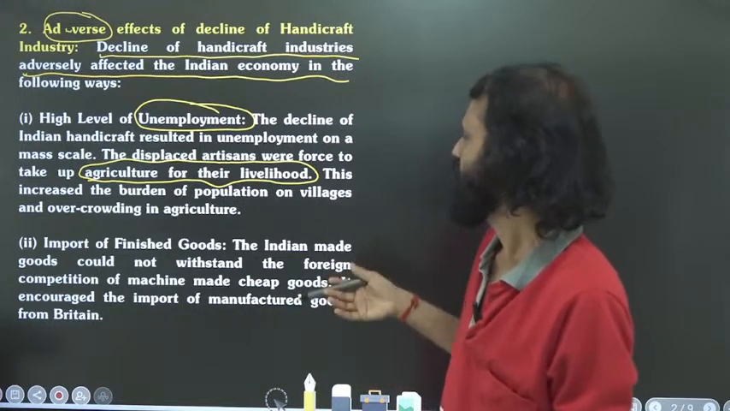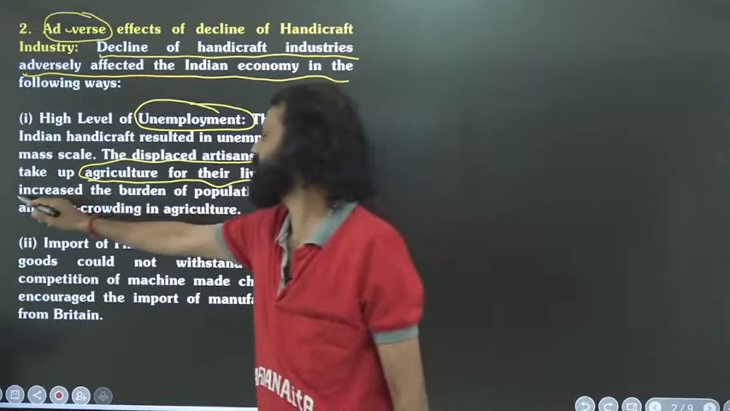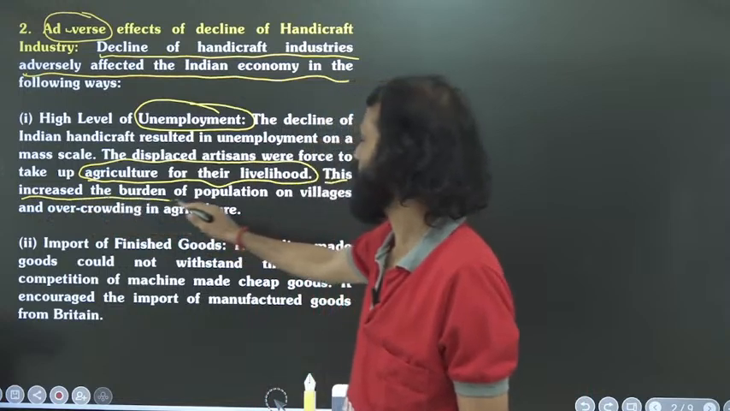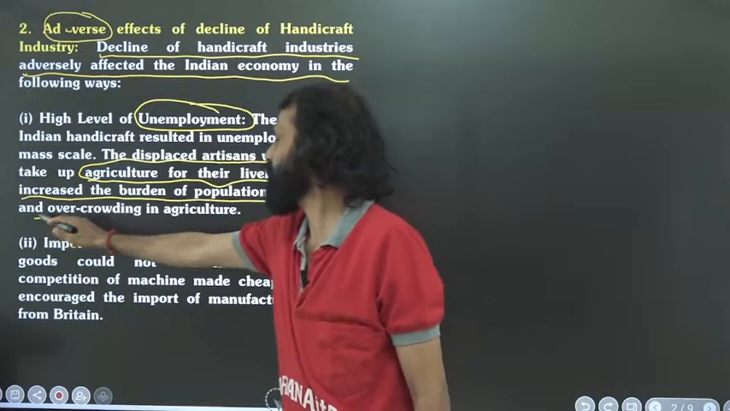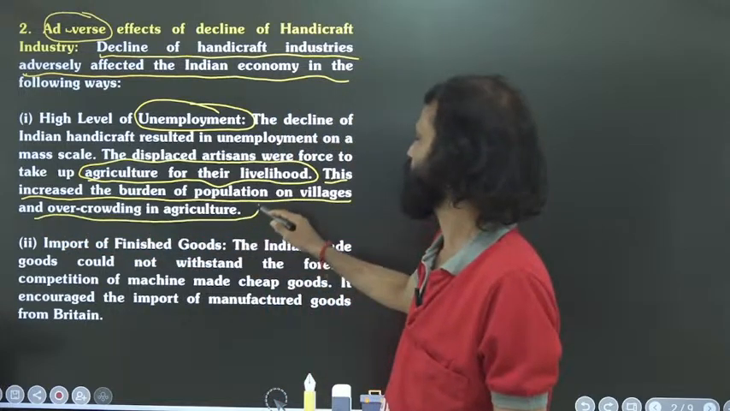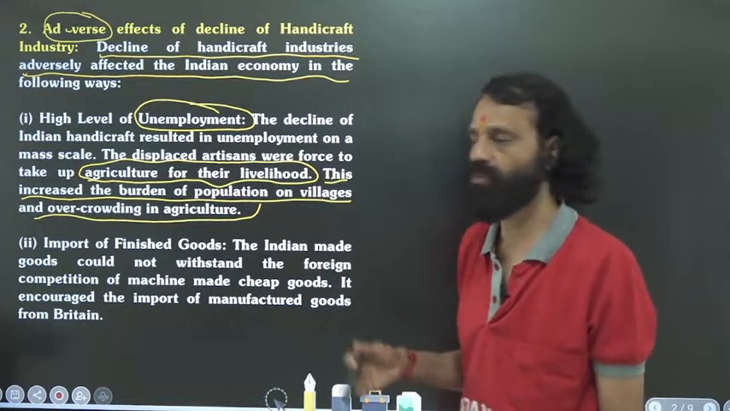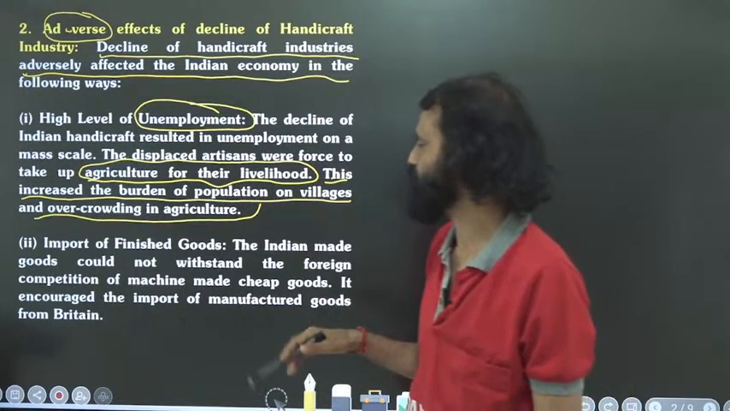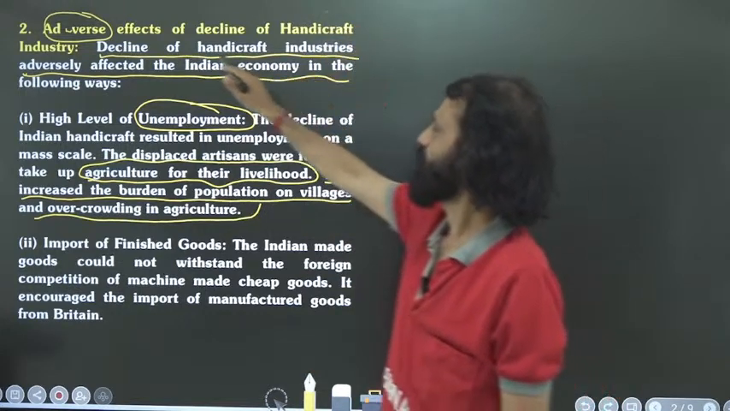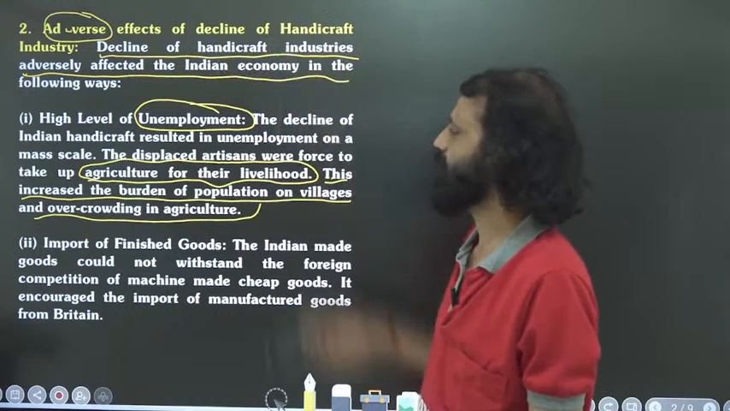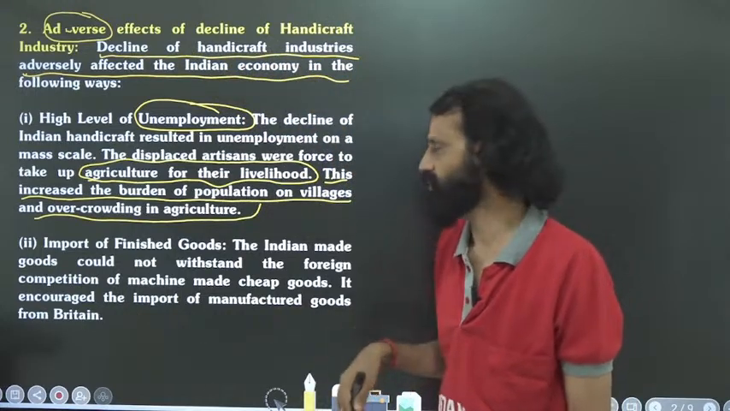This increased the burden of population on villages and overcrowding in agriculture. More people came into the field of agriculture, more people engaged in agriculture, because many people lost their job in the handicraft industry. Then the majority of these people came to the agriculture field.